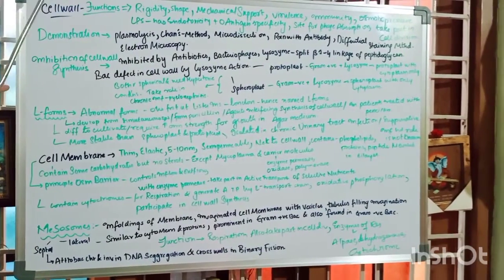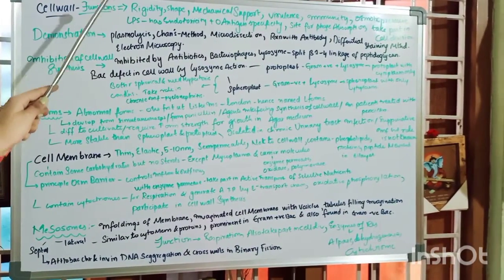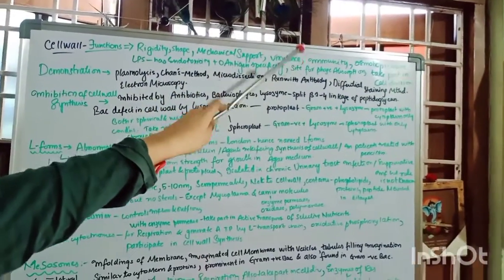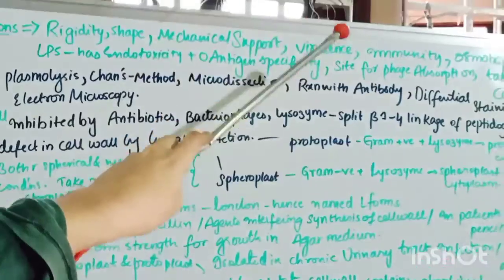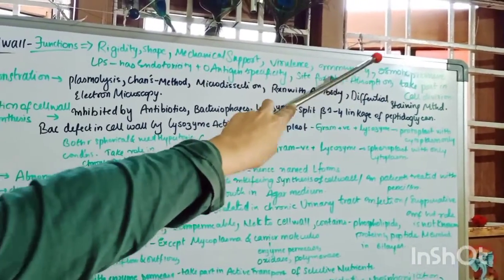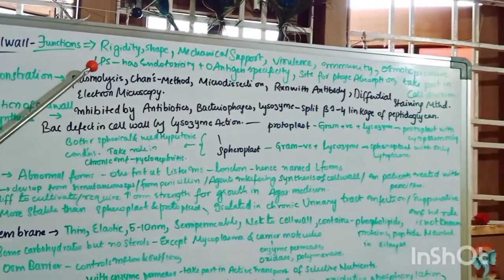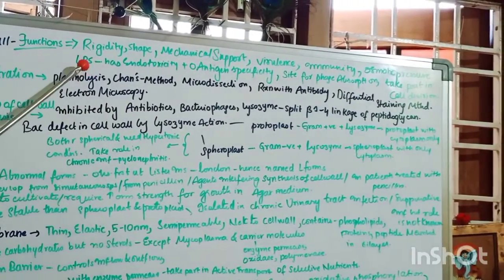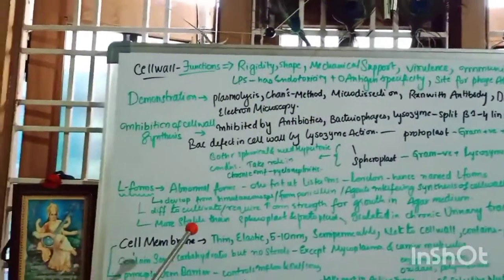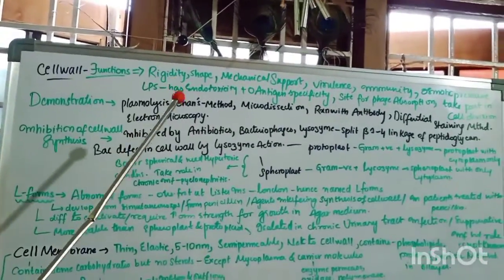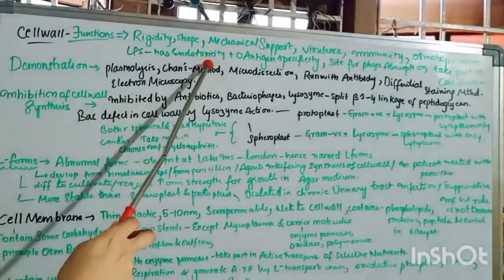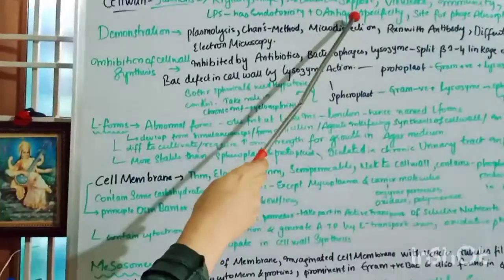Cell wall. The functions of the cell wall: it gives rigidity, shape, mechanical support, virulence, immunity, and it maintains osmotic pressure within the cell, and it has LPS. LPS is present in the outer layer of peptidoglycan in gram-negative bacteria. It has the property of endotoxicity plus O antigen specificity.